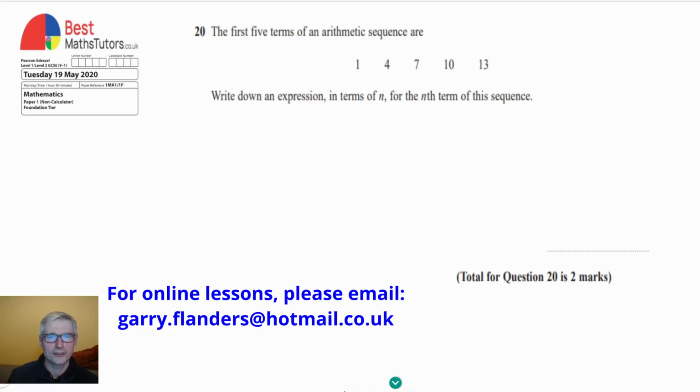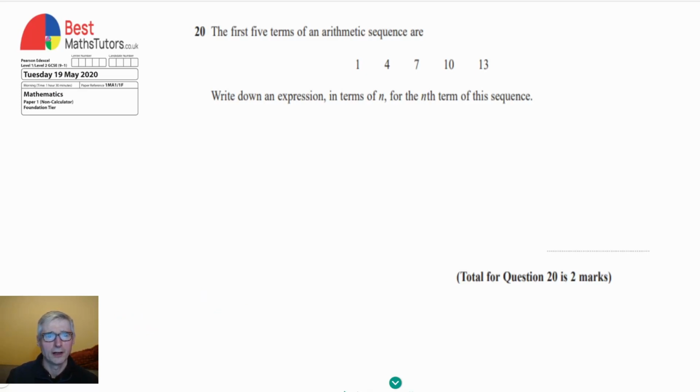This is question 20 and it's a question about arithmetic sequences. And what we've got to do is find an expression for the nth term of the sequence. An arithmetic sequence means that it's going up by the same step each time.